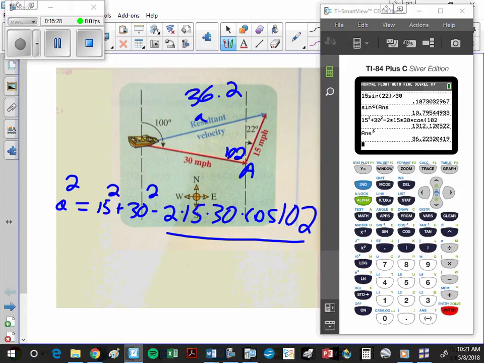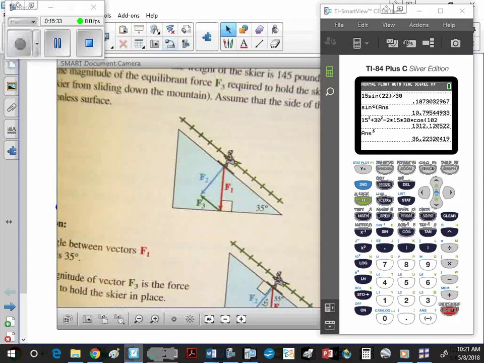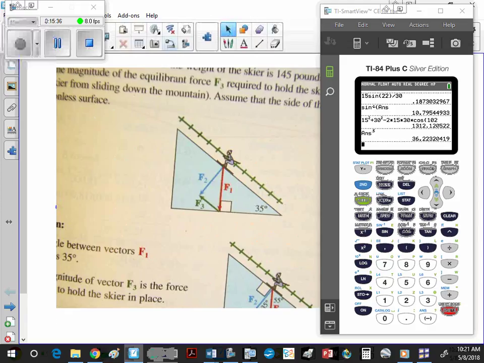Example 8, finding equilibrium. How about I read the problem this time so I don't get confused? So, the story says, a skier is being pulled up a slope by a handle lift. Let F1 represent the vertical force due to gravity, and F2 represent the force of the skier pushing against the side of the mountain at an angle of 35 degrees to the horizontal. If the weight of the skier is 145 pounds, that is, the magnitude of F1 is 145, find the magnitude of the equilibrium force required to hold the skier in place.